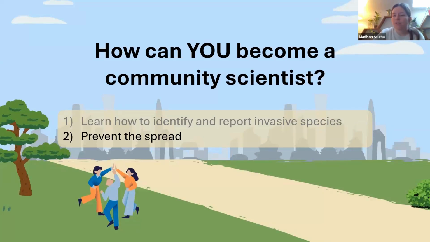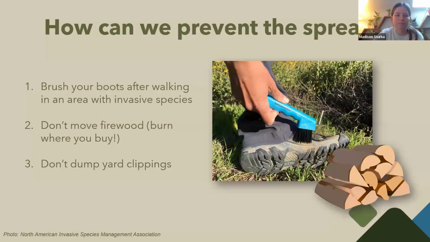As a community scientist, you can learn how to identify and report invasives, but another thing you can do is try to prevent the spread. Sometimes our prevention strategies can be quite specific to a species, but we do have some general tips that work really well to prevent the spread of invasive species. The first is to brush off your boots or your shoes after walking in an area with invasive species. When you're done hiking or walking through a park, just give your shoes a little cleaning. It doesn't have to be crazy, just carry a little brush with you.